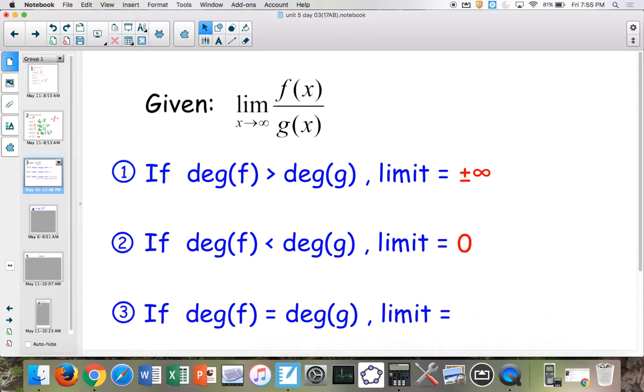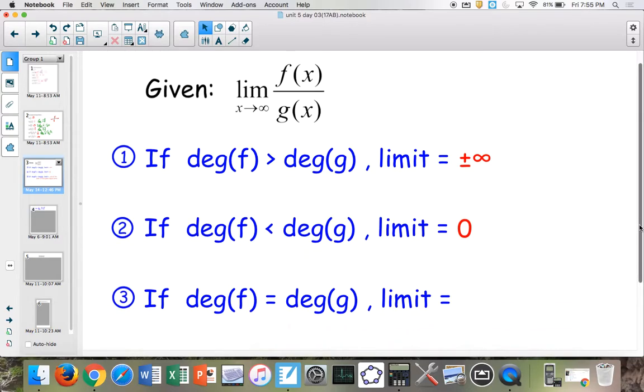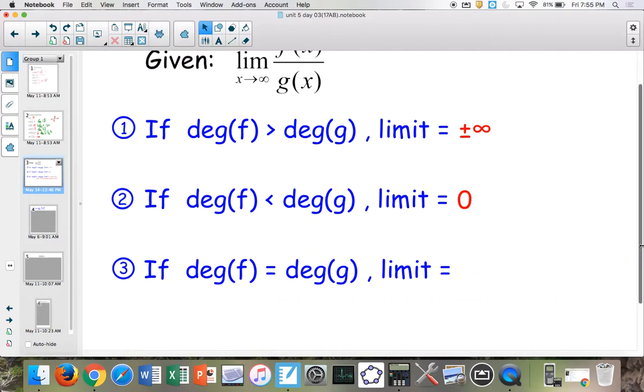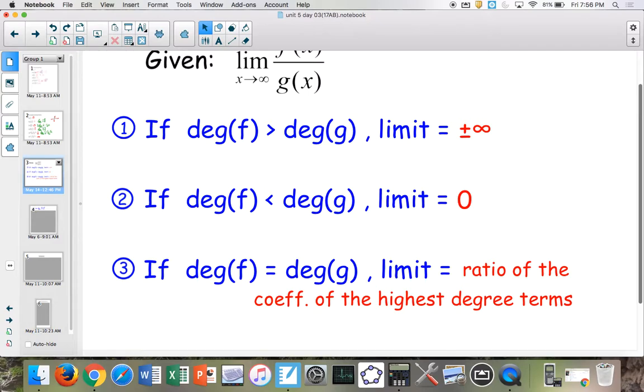And if the degrees happen to be the same, then we have to look at the leading coefficients of the highest degree terms. You have to be careful and make sure that you don't work too quickly and just look at the leading terms, because maybe the polynomial will not be in ascending or descending order.